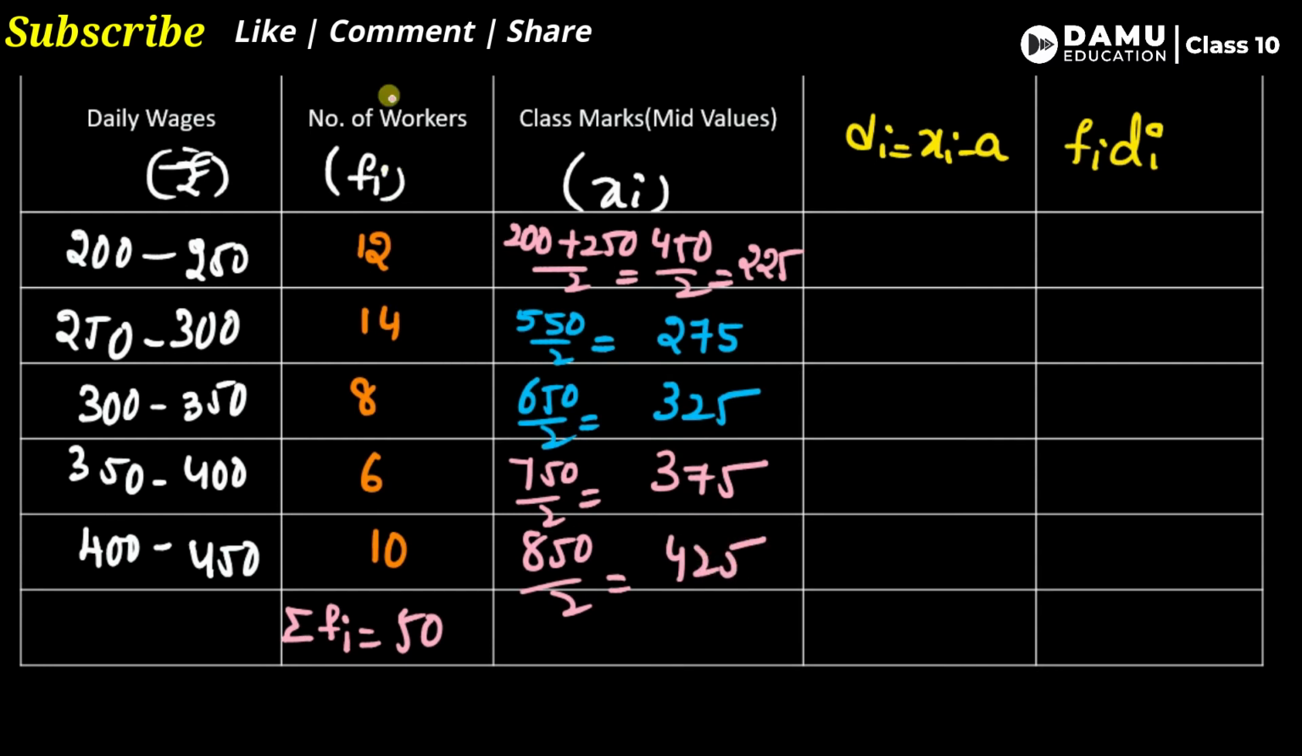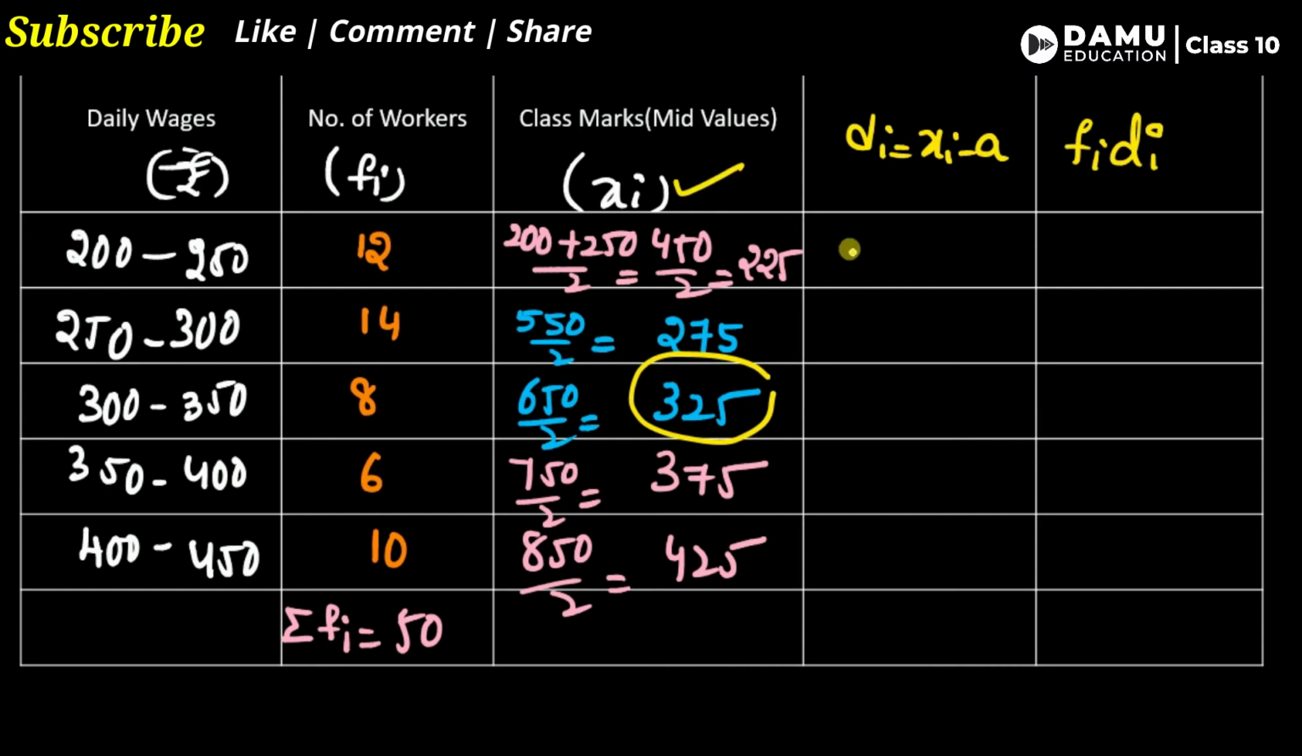Fine. So we can find any value from all these values. We can take any value as the assumed mean. So let's take 325 as the assumed mean, with two values above and two below it. Then what is the di? This is the xi value.